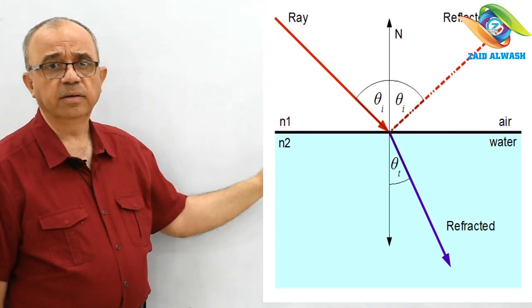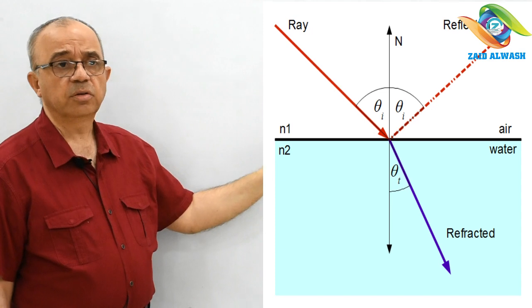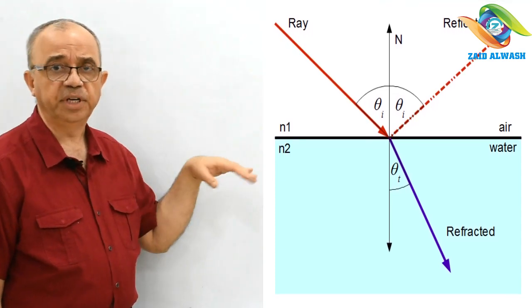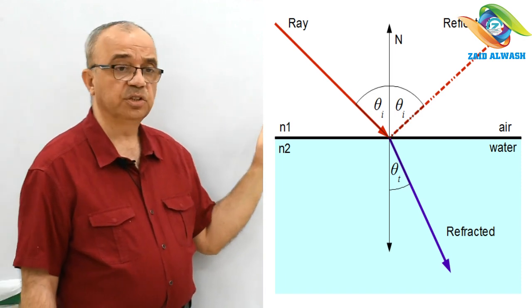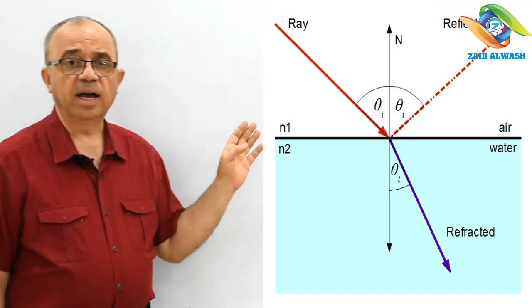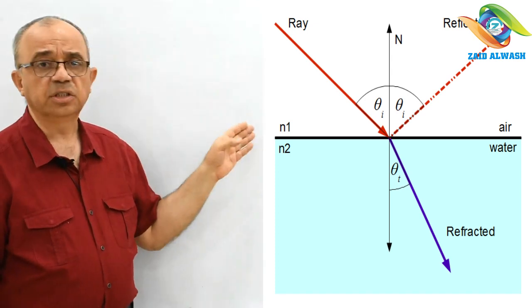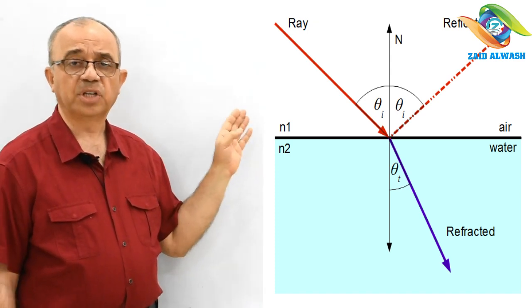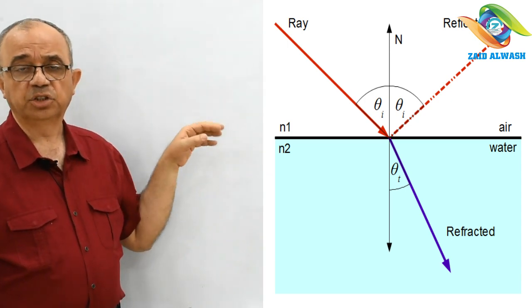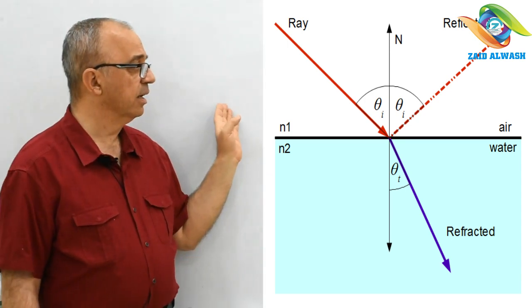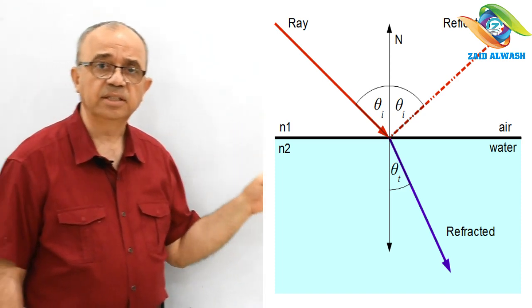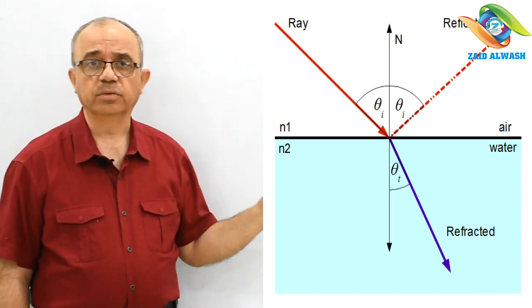And this plane will be perpendicular to the surface which separates between the two media. And the second law is that the ratio of the sine of the incident angle to the sine of the refracted angle is equal to a constant value.